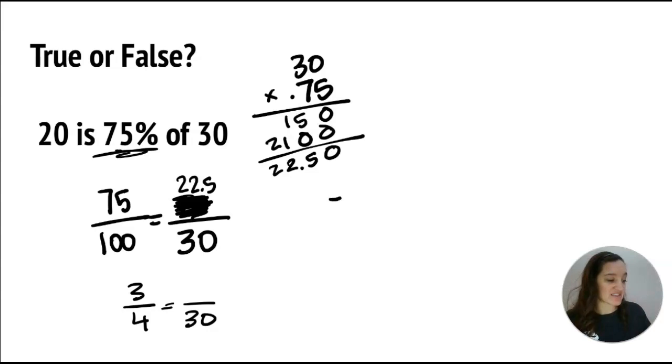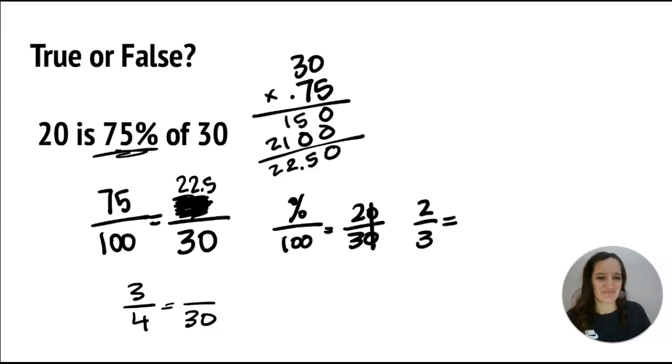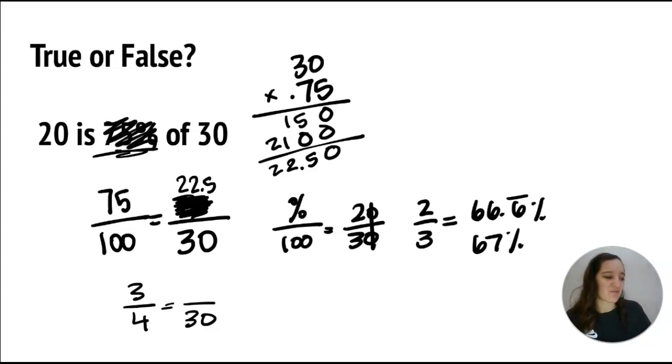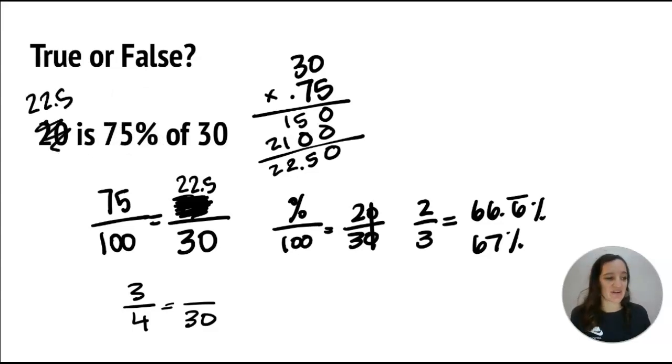The other way that we talked about, figuring out what the percent is of 20 to 30, we can simplify that and get 2/3 and be like, oh, hold on, I know what percent that is. That is 66.6, or round that to 67%. So yeah, that wouldn't be true either. We could say that 20 is 67% of 30, and that would be true. Or we could say that 22.5 is 75% of 30. But the way they have it written down is false.